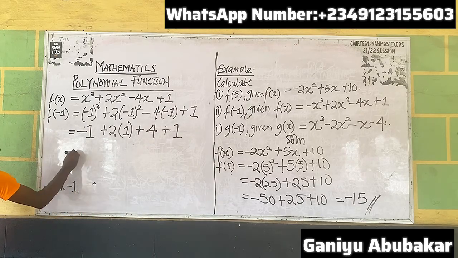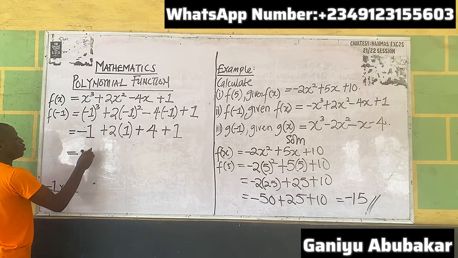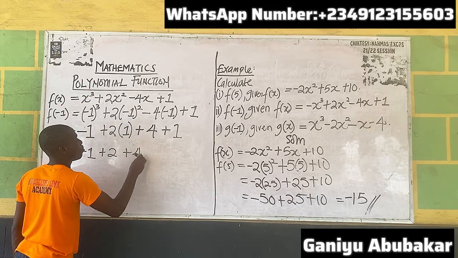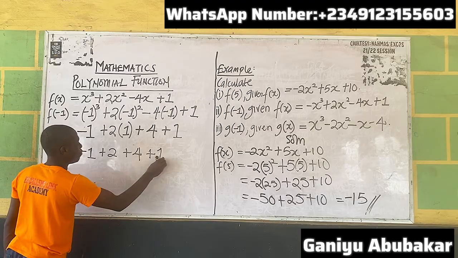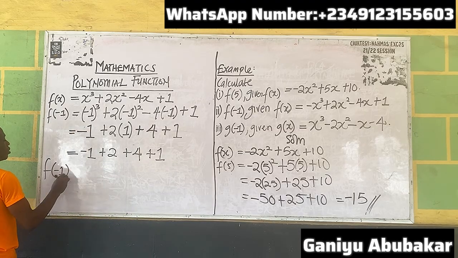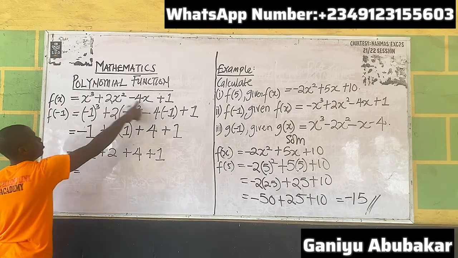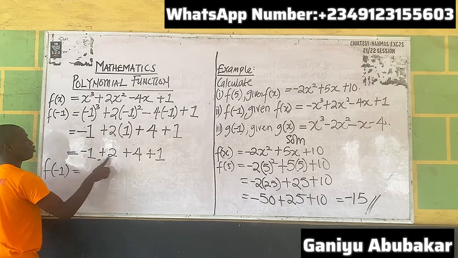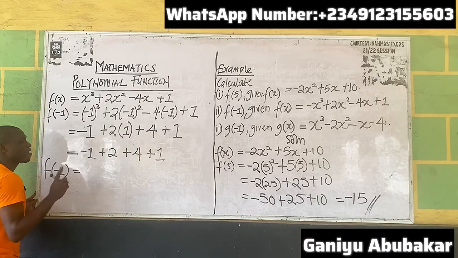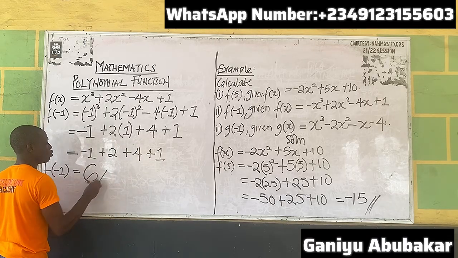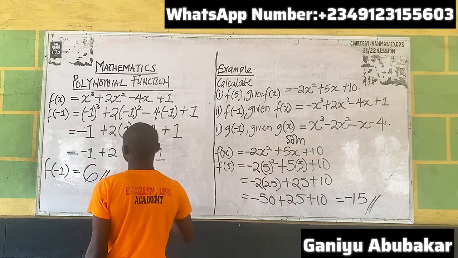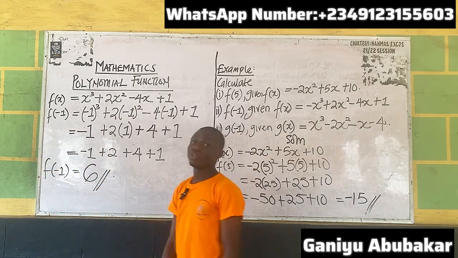Next, this gives you minus 1 plus 2 plus 4 plus 1. From here, the function of negative 1 for this equation gives you minus 1 plus 2 gives you 1. 1 plus 4 gives you 5. 5 plus 1 gives you 6. So my answer here is 6. So f of negative 1 for this expression gives you 6.